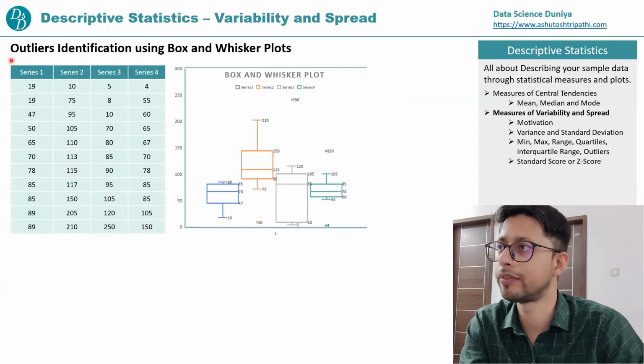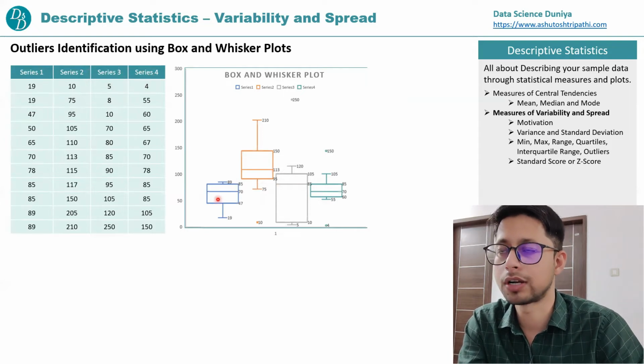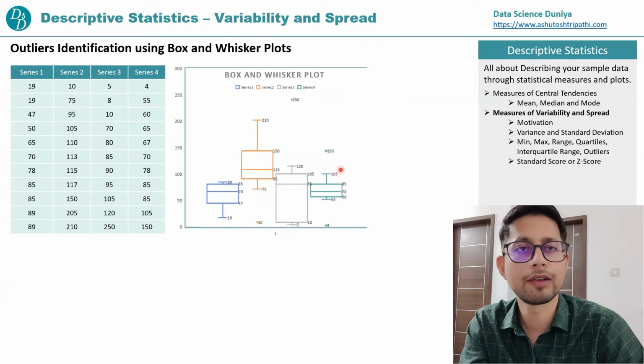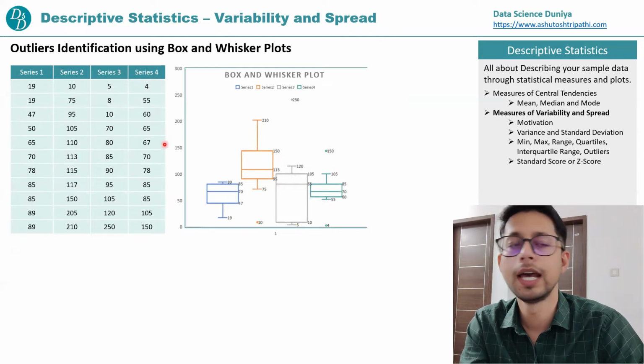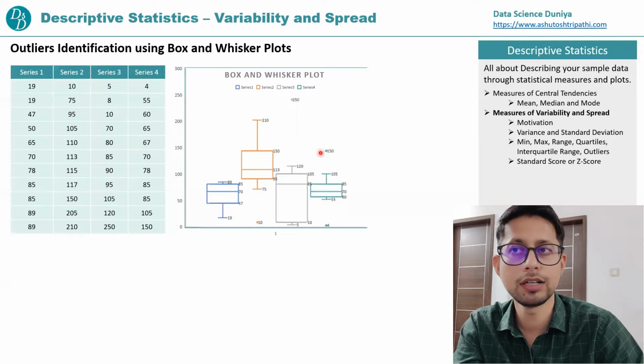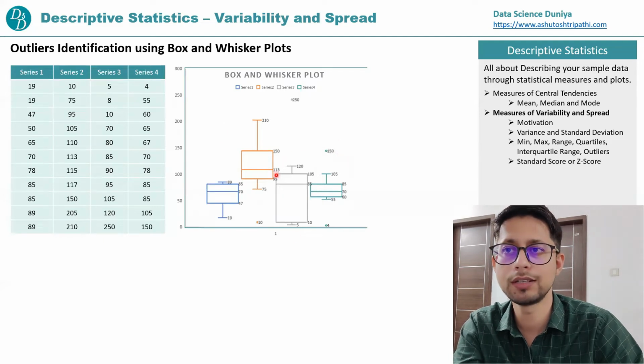and 4, and we have different data points available with respect to each column or each series, and we have plotted the scatter plot. I have plotted this with the help of an Excel sheet. So what you can do, you can select this whole data in your Excel, go to the chart, and then select the box plot, and then you will get the same chart.